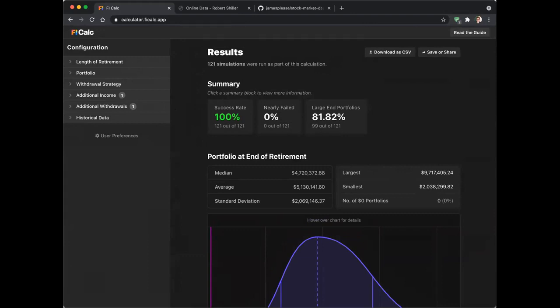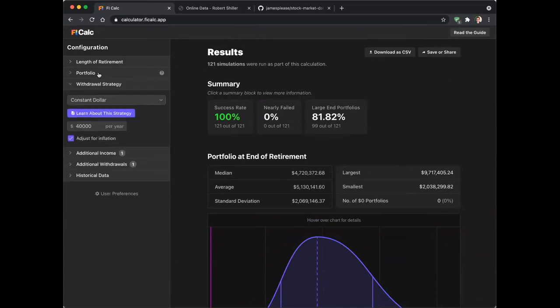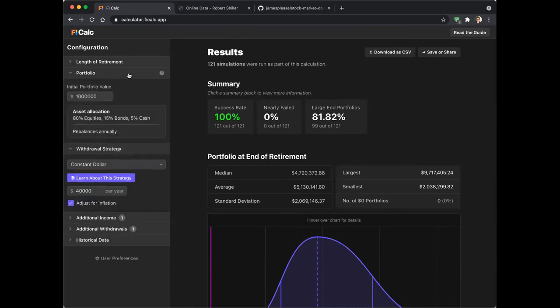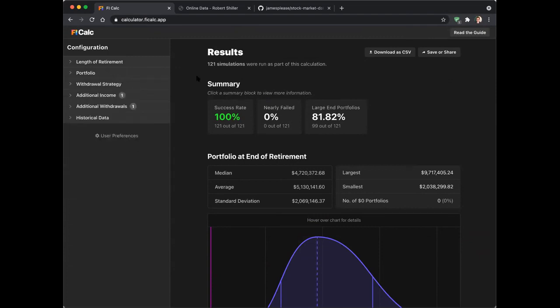Tom Cruz: I thought the Bengen study assumed you paid your taxes with the money you withdrew. That is, the withdrawals were pre-tax. Can anyone confirm? So Tom, just to clarify, that is my understanding as well, and that is how this calculator works as well. So if you're withdrawing $40,000 a year here, you're going to get a tax bill. FI Calc does not include that tax bill in this, so you would need to include that in your spending, if that makes sense.